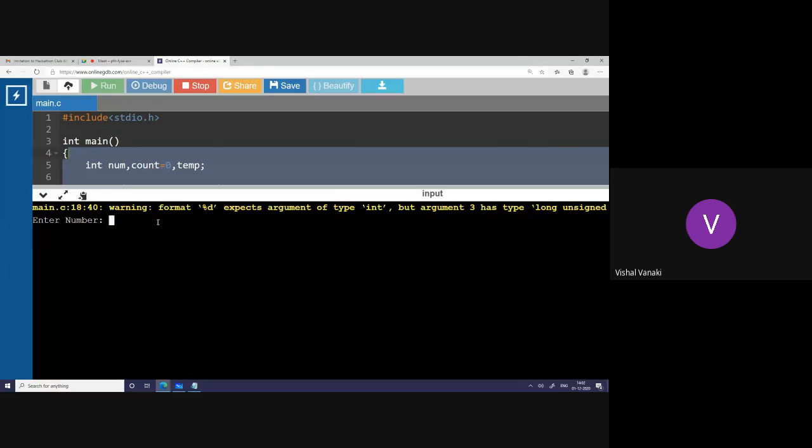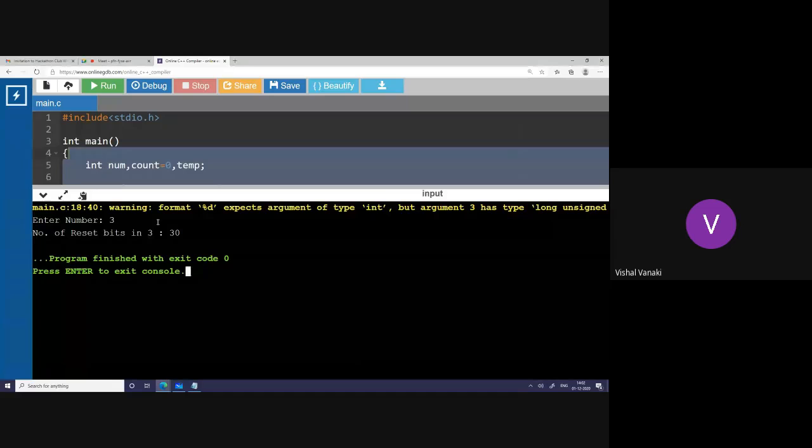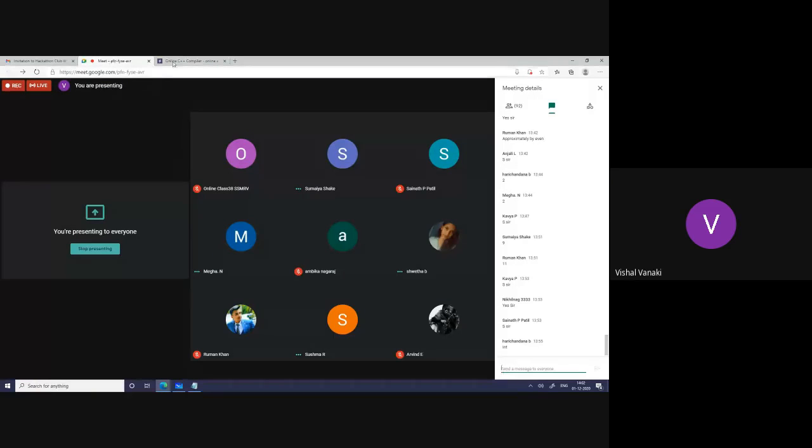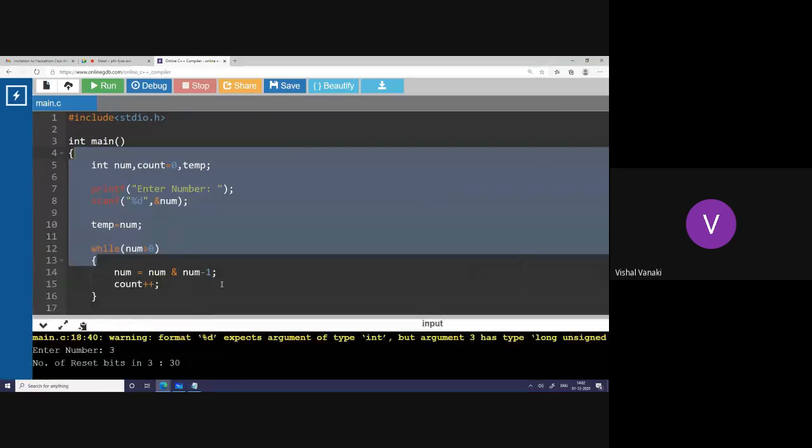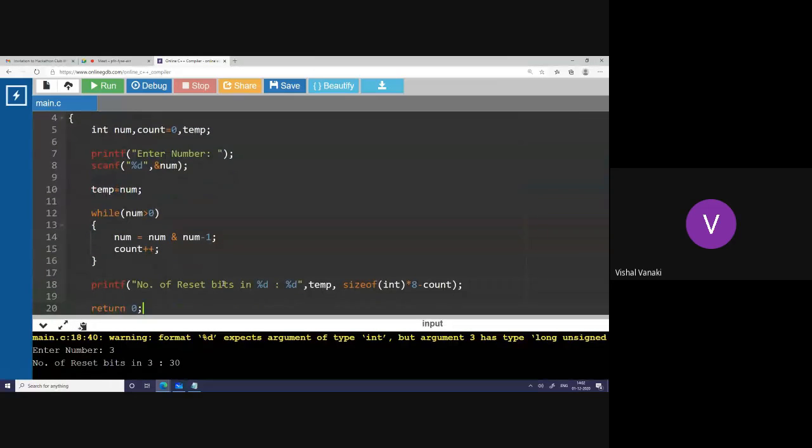So I'll enter the number as 3. You can see the number of reset bits is 30. So 30 means this compiler is a 32-bit compiler, because the size of integer is 4 bytes. Are we clear on this example, or do you guys have any doubts? Should I show you the code? One second, I'll just show you the code. So this is the only modification which I did.